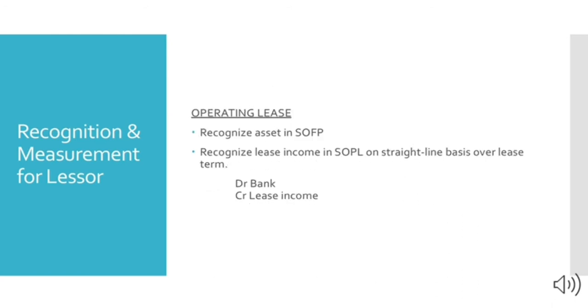Okay, for operating lease, the lessor shall recognize the lease asset subject to operating lease in SOFP and subsequently shall recognize the lease income from operating lease in SOPL on a straight line basis over lease term, which is debit bank, credit lease income.